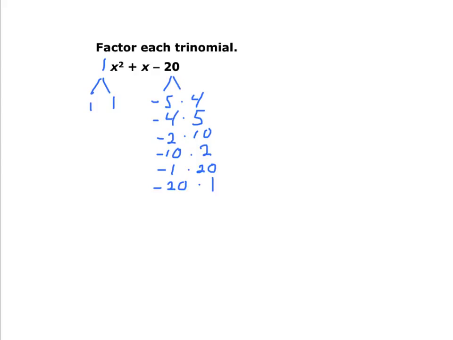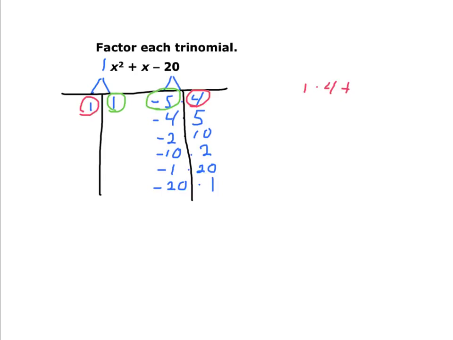All right, so let's go ahead and draw our little guidelines here to help keep things straight. Let's start with multiply the outsides: 1 times 4, plus multiply the insides together. So that would be 1 times negative 5. That gives me 4 plus a negative 5, which is a negative 1. Is that it? Nope.